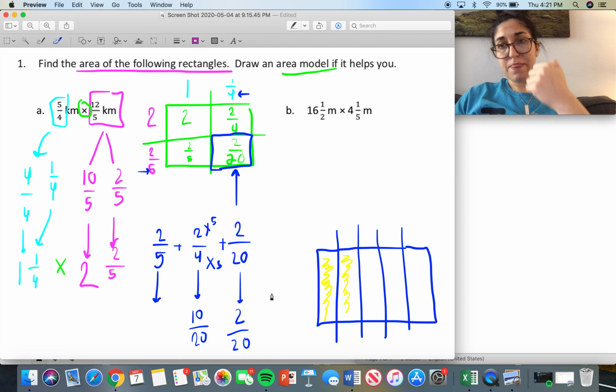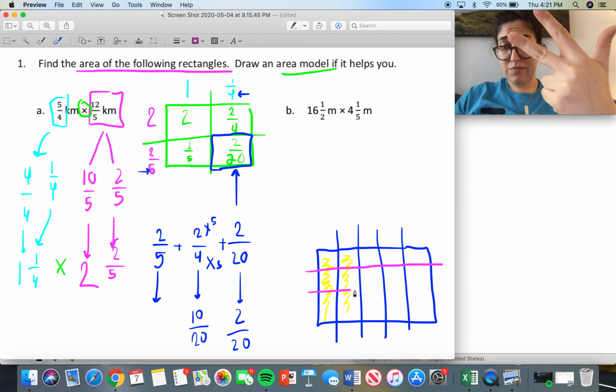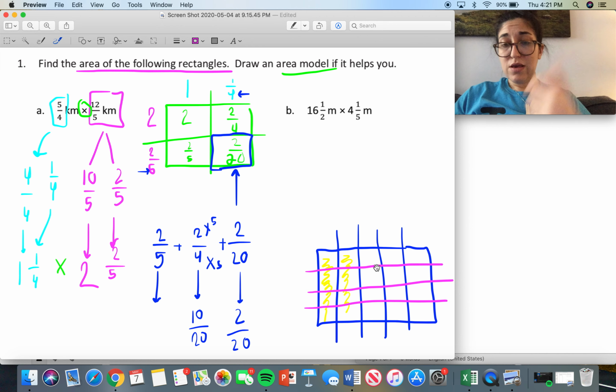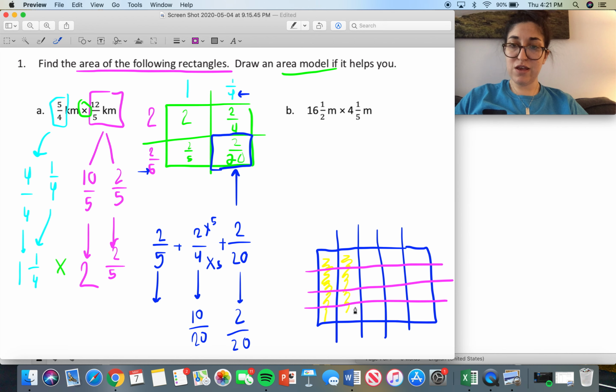So let's do that. 5 times 1, so I'm not doing anything. 10, I need to make 1 cut. 15, I need to make a second cut. 20, I need to make a third cut. And now if you'll notice, how many pieces is my whole made out of? 1, 2, 3, 4, 5, 6, 7, 8, 9, 10, 11, 12, 13, 14, 15, 16, 17, 18, 19, 20.